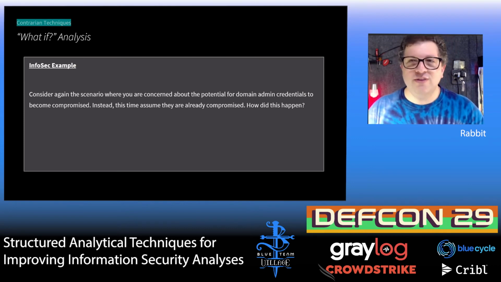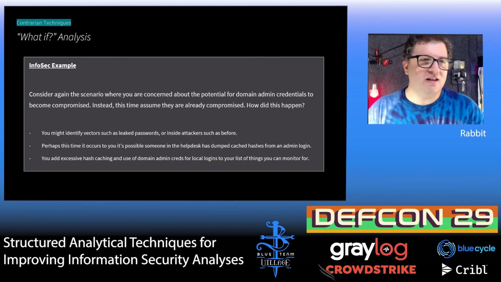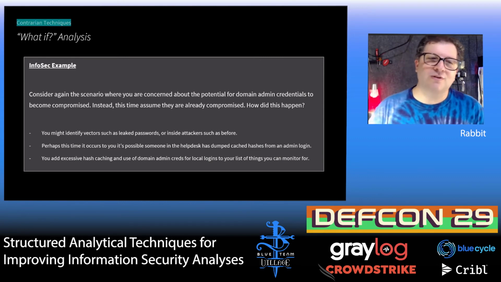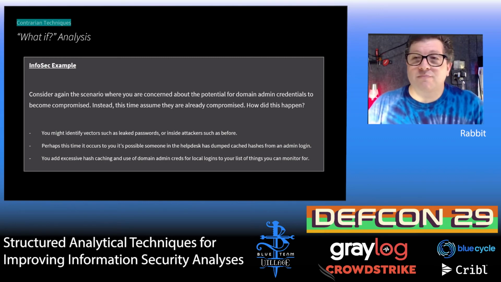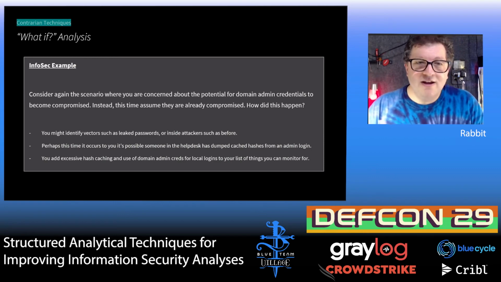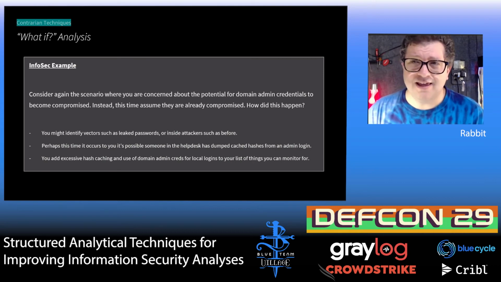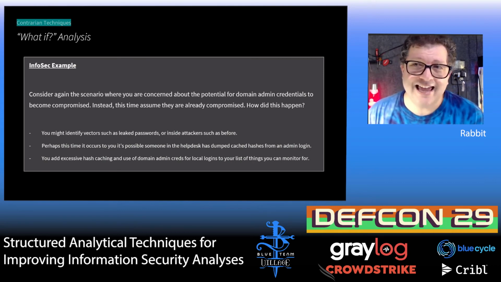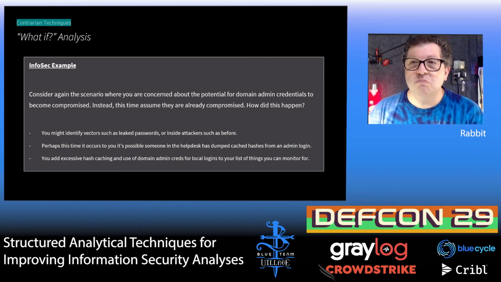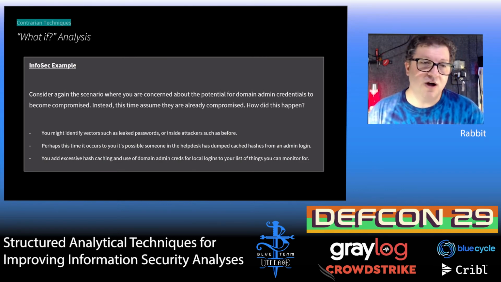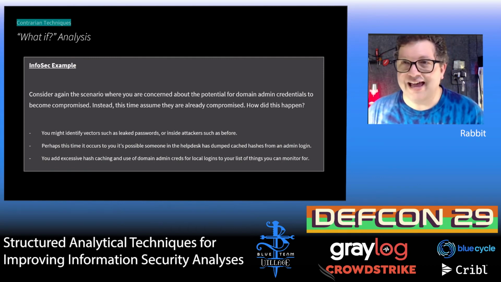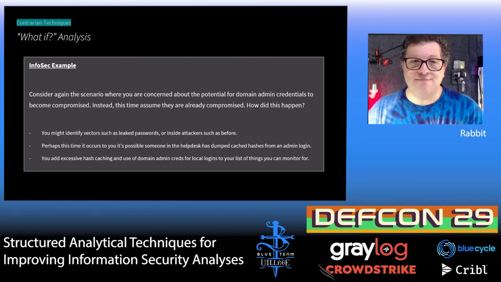Instead, this time, assume they're already compromised. How did that happen, right? And so maybe as a result of that, you might identify the same vectors as before, like leaked passwords or inside attackers. However, maybe because you're thinking the other direction this time, it might occur to you that maybe the help desk dumped some caches off of something because someone logged in with admin creds and whatever it was set up to cache that. You might, as a result of that, decide, well, I'm going to add to the list of things I can watch for or do, check for excessive hash caching, especially of domain admin creds.